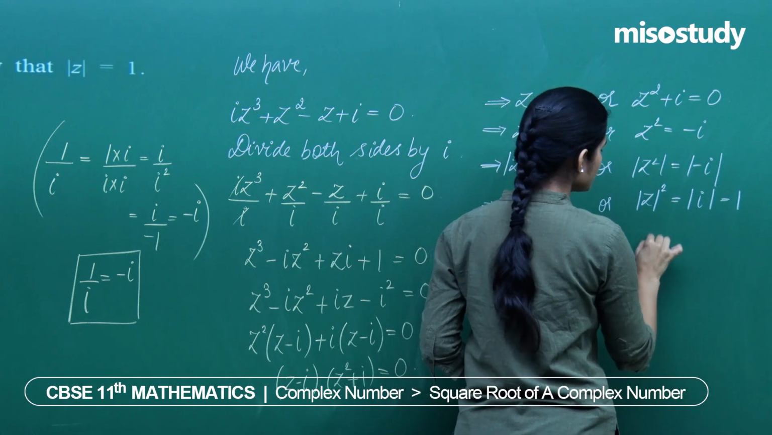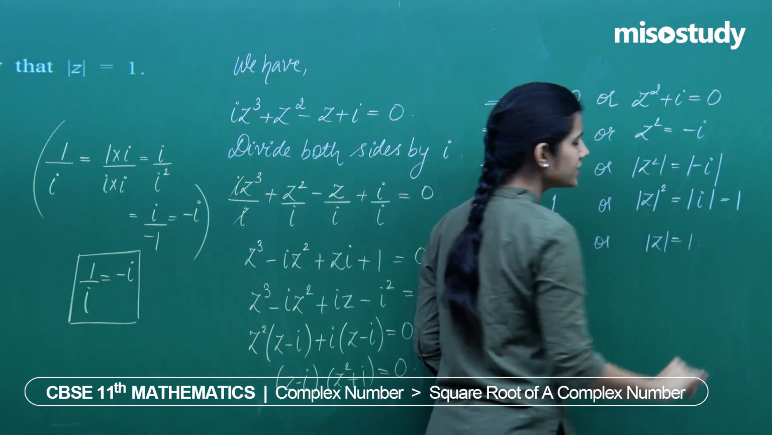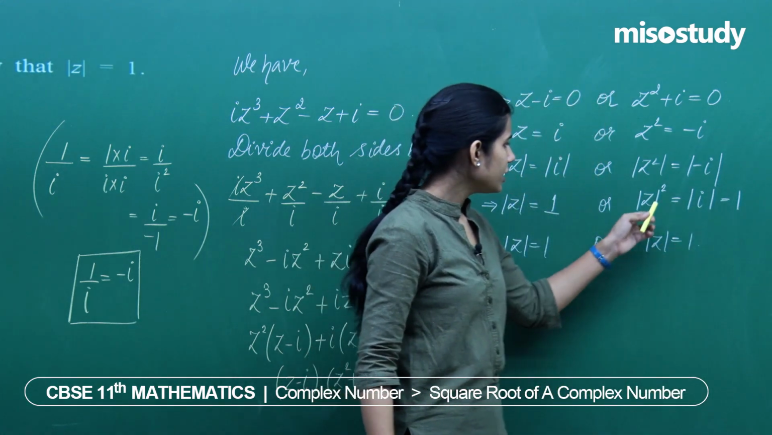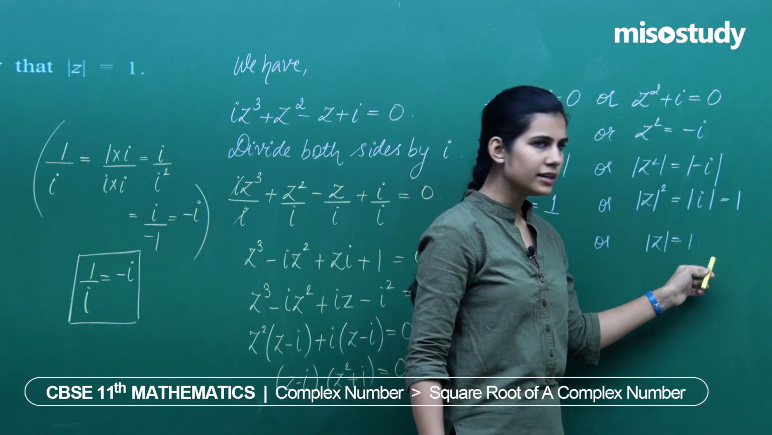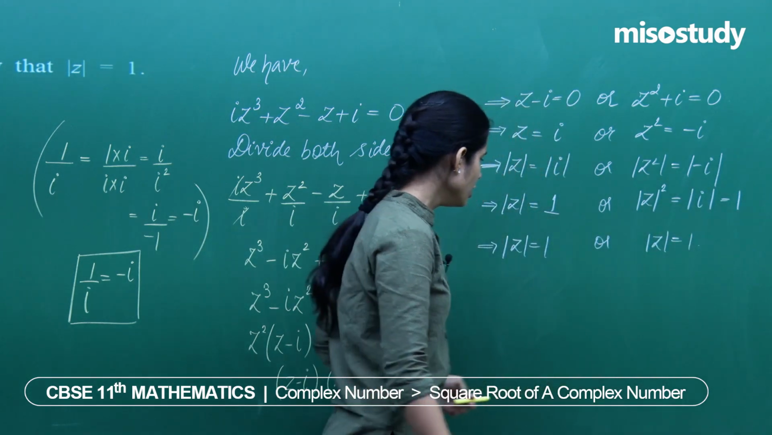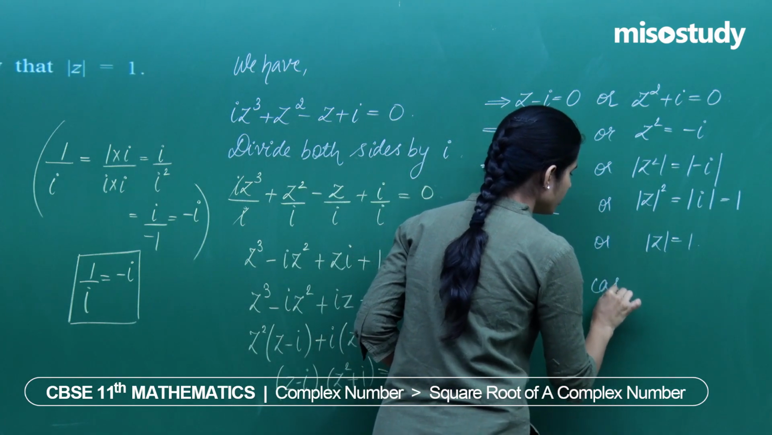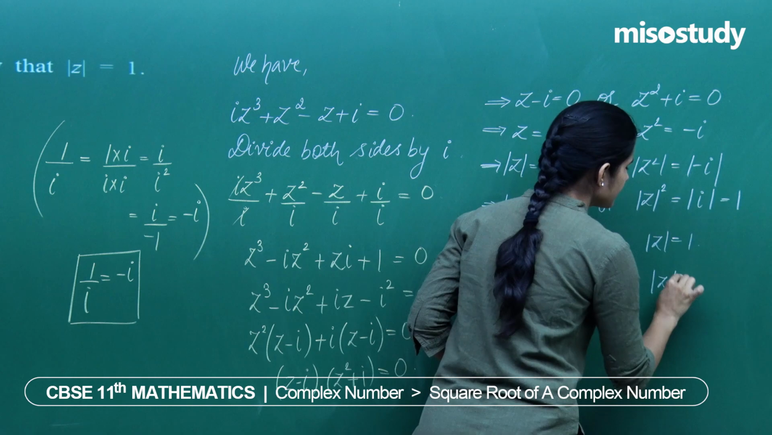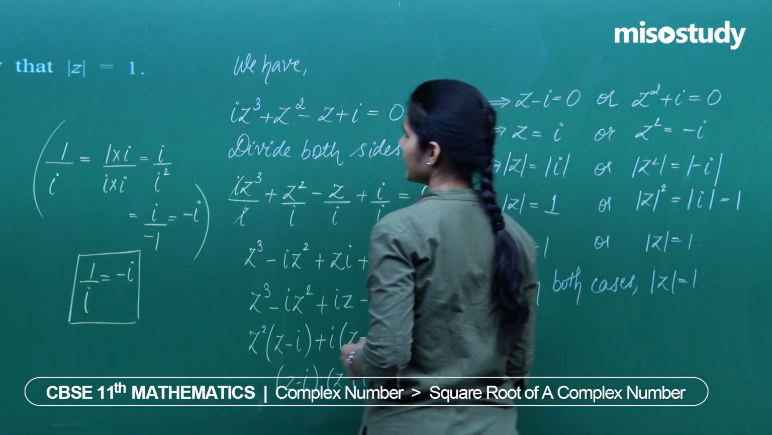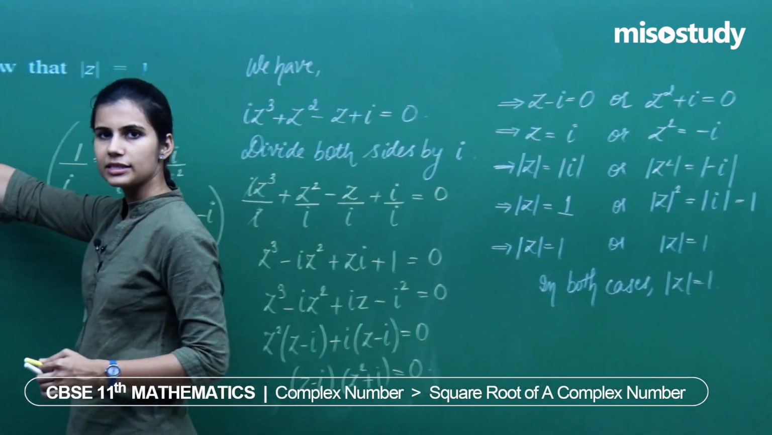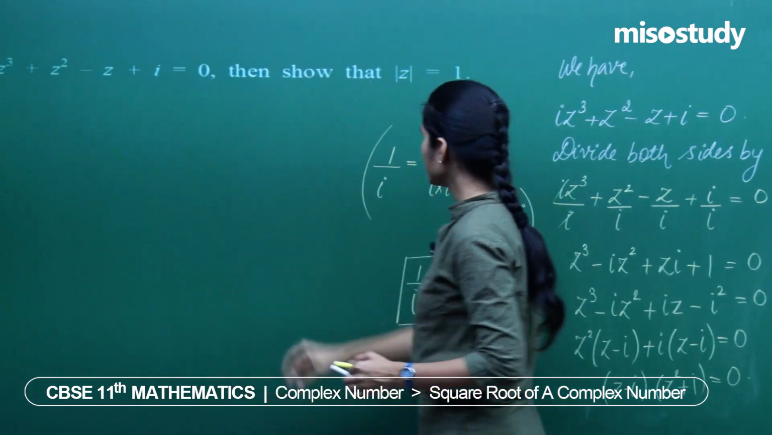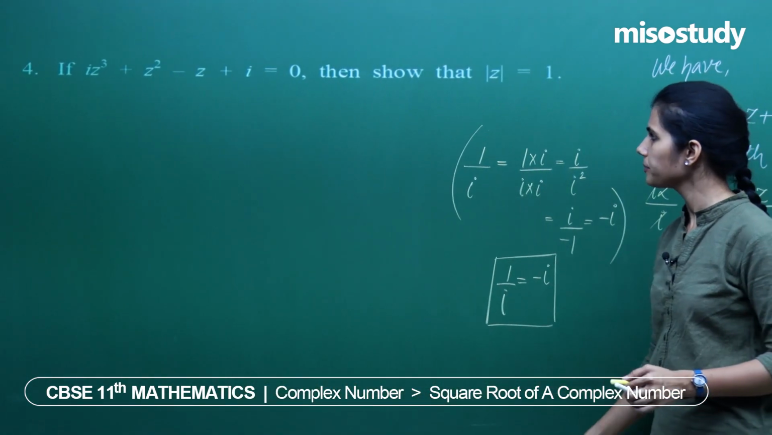Mod z whole square is 1, that means mod z is 1 because mod z is a non-negative quantity. The only quantity whose square can be 1 is 1 when mod z I know is non-negative. So in both cases mod z is coming out to be 1, and hence we have established that if this equation prevails in the complex variable z, then mod z has to be equal to 1.